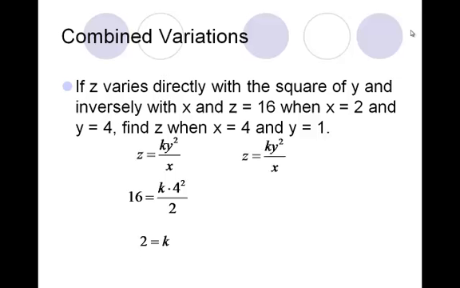So go back to the original formula, Z equals KY squared over X. We're looking for Z. We know K is 2 because we just found that. We know that X was 4, that goes on the bottom of the fraction. And we know that Y is 1, and don't forget that we're squaring that. So 2 times 1 squared divided by 4. 2 times 1 squared is 2, divided by 4 is a half. So Z equals a half, or you can say 0.5 if you like decimals better.